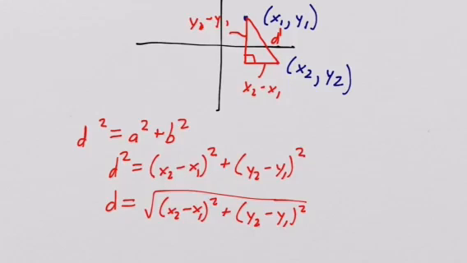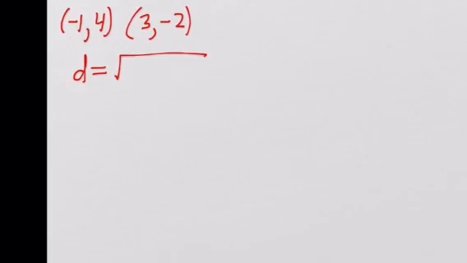So, we can go ahead and use this to find the distance between a pair of points on the coordinate plane. Let's use the points -1, 4, and 3, -2. So applying the formula here, we get D is equal to the square root of x2, which is 3, minus x1, which is -1, so it's going to end up being plus 1 squared, plus y2, which is -2, minus y1, which is 4 squared.